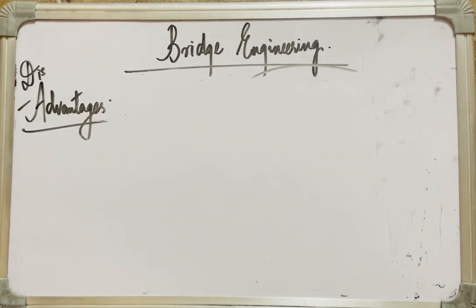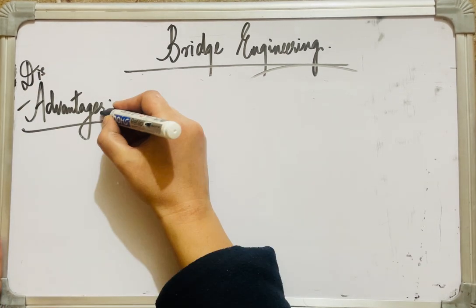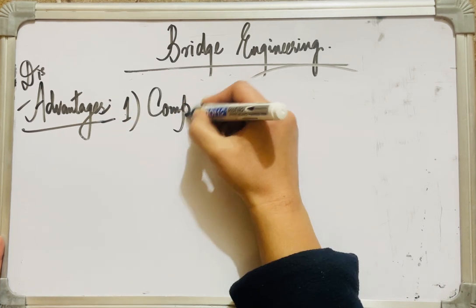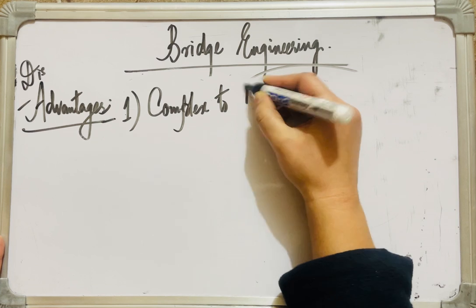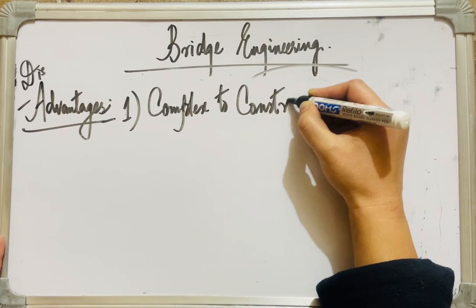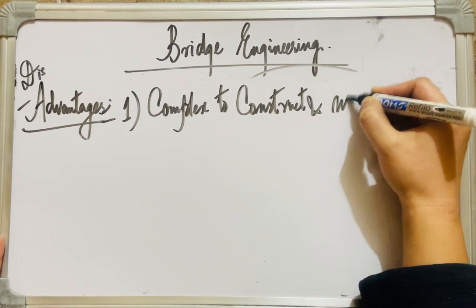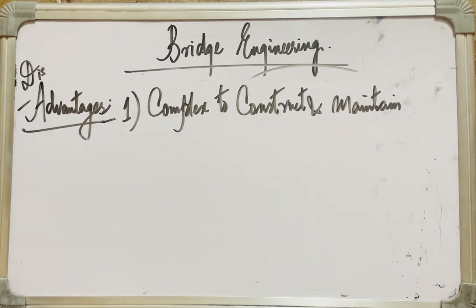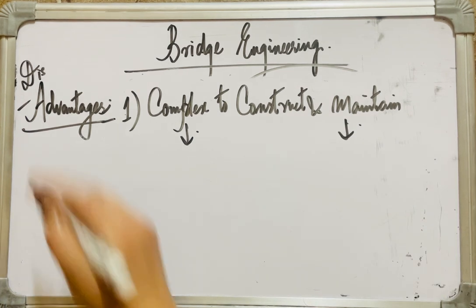The various disadvantages of the cantilever bridges are, the first one being they are complex to construct and maintain. Though in case of multiple spans, we can build these cantilevers simultaneously to reduce the time, but still the construction of a cantilever bridge is quite complex and its maintenance is even more difficult. All right, so this is the first disadvantage.